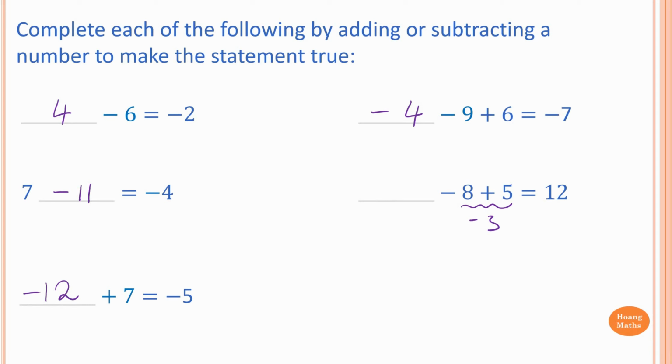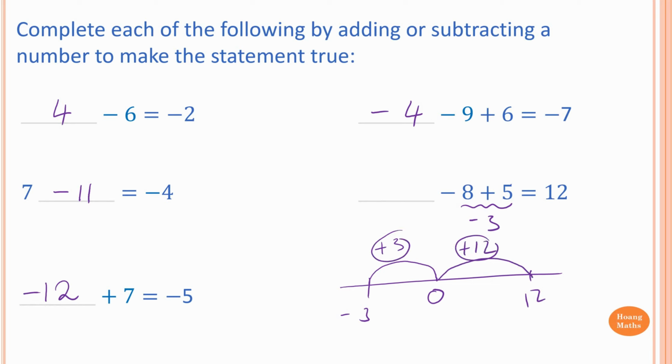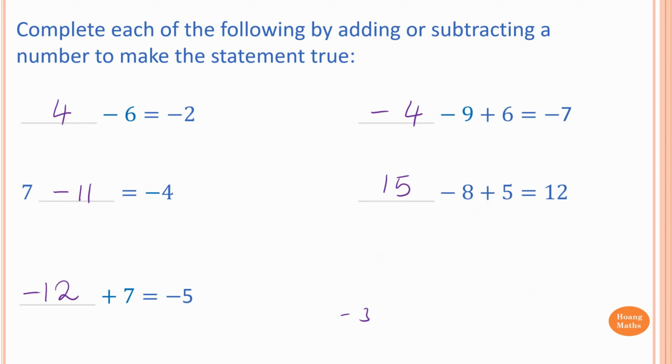So now it is a number plus negative 3 equals 12. So what we need to do is we start at negative 3 and then end at a positive number. Start from negative, end with positive. So this means that we go all the way to the right. So we go 3 more units to the right, plus 3, that gives me 0, right? To get to 12, we add another 12 units. So that means we add 12 and 3, which means 15. So the answer is 15. So 15 take away 8 plus 5 is equal to 12.